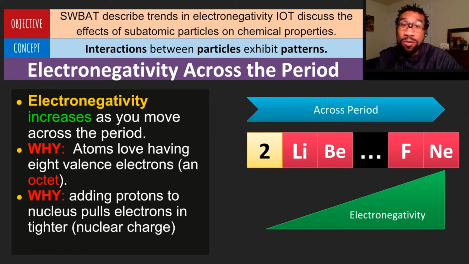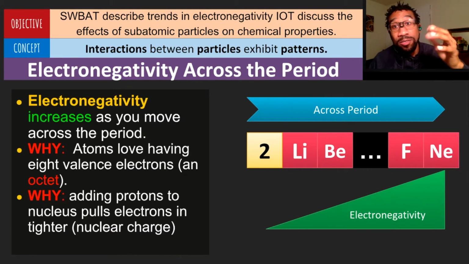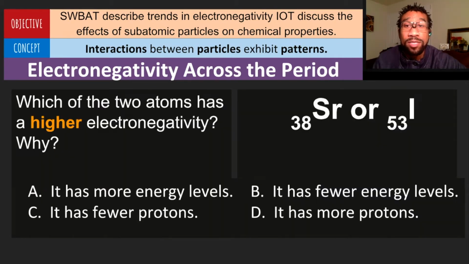As long as you are staying in the same row from left to right across the period, the adding nuclear charge attracts the electrons closer to the nucleus. All right. So the more protons an element has before it gains more energy levels, the harder the pull is on the electrons from another atom. So let's dive into some examples.